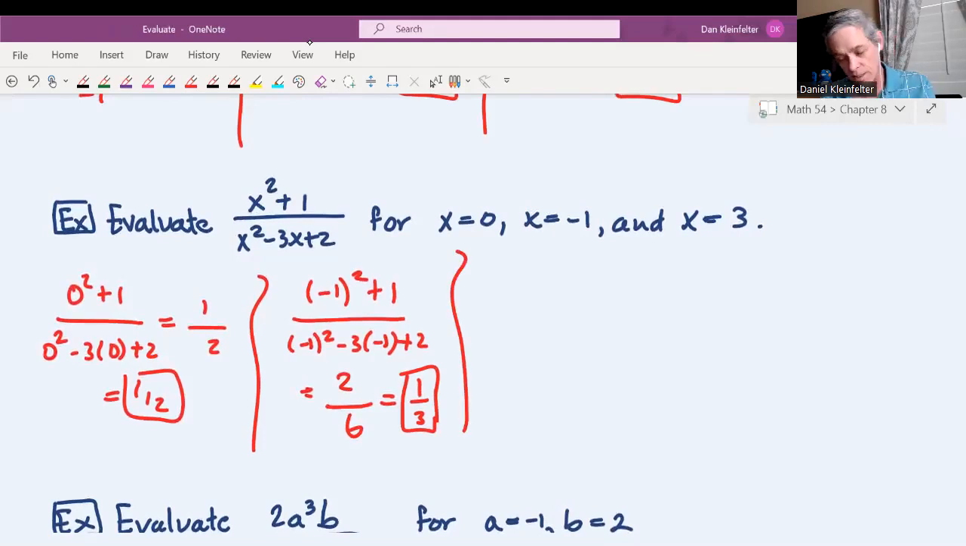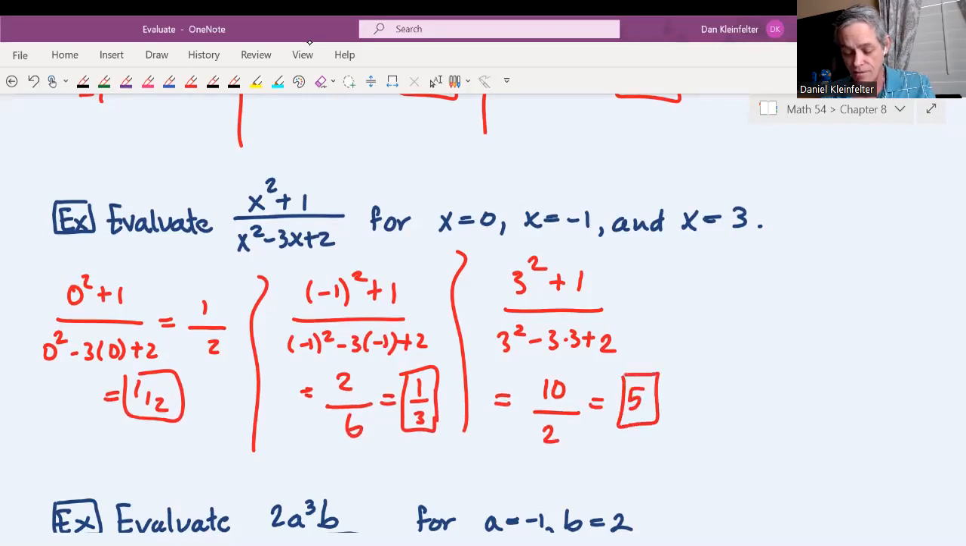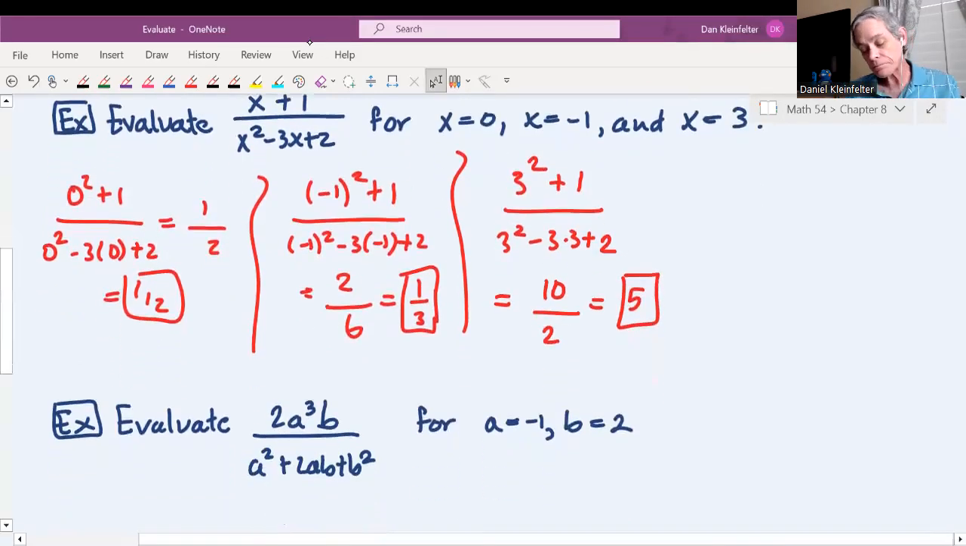And then lastly, we're going to put a 3 in there. So we will have 3 squared plus 1 over 3 squared minus 3 times 3 plus 2. 3 squared is 9, plus 1 is 10 in the top. 3 squared is 9, 9 minus 9, be a little careful, and then plus 2 in the bottom. 10 divided by 2, 5 for the last one.